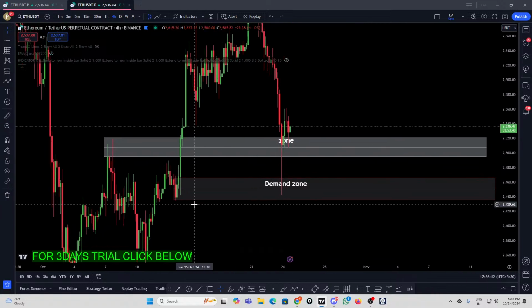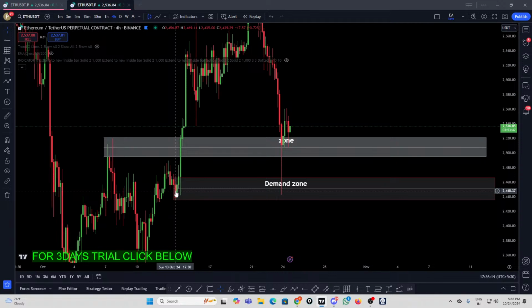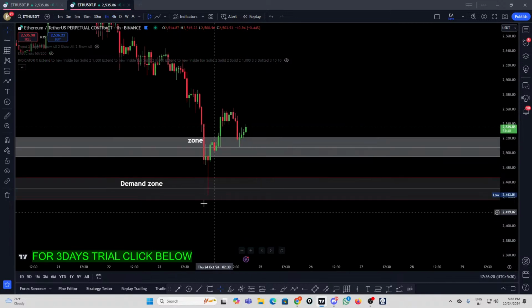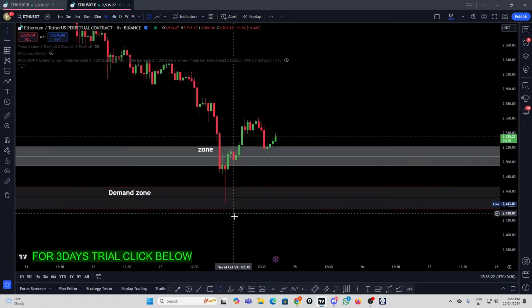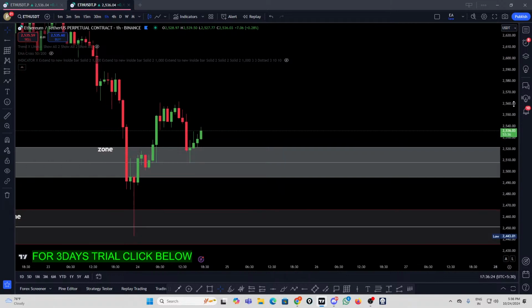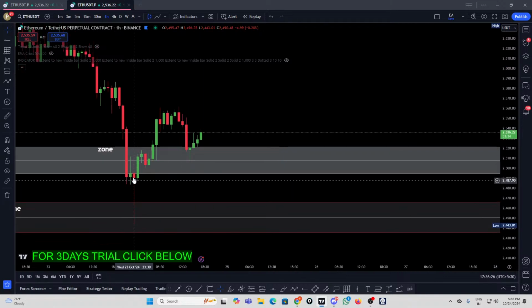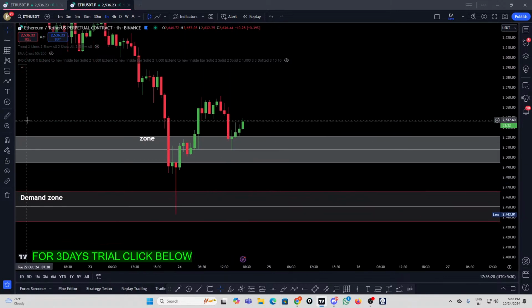All right, so I told you we have a demand zone. Just look at this, it exactly tapped the demand zone. So now we'll go to the 1 hour. On the 1 hour we got a hammer. You can see this is a hammer or dragonfly doji. Just look at this, the market came here and made one hammer.